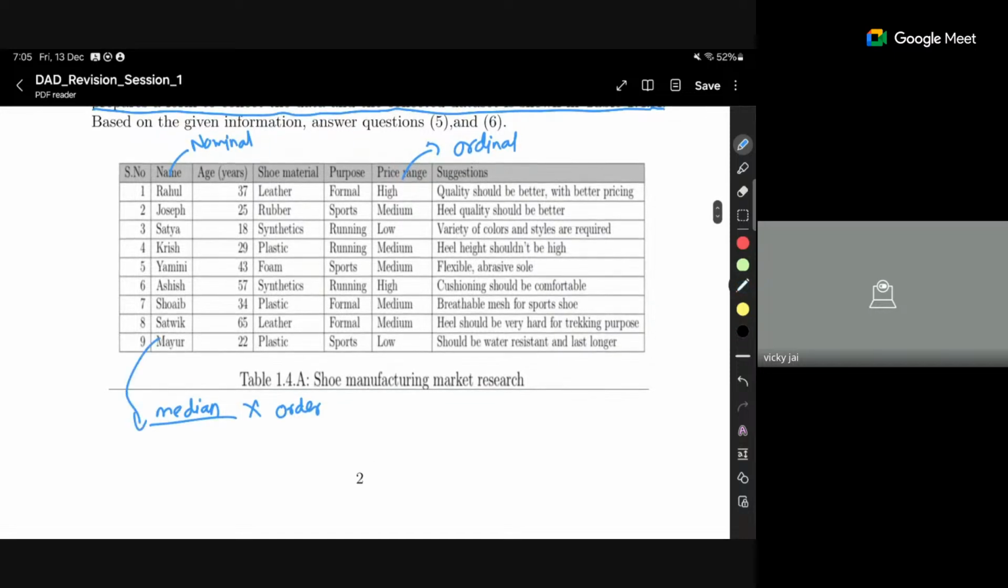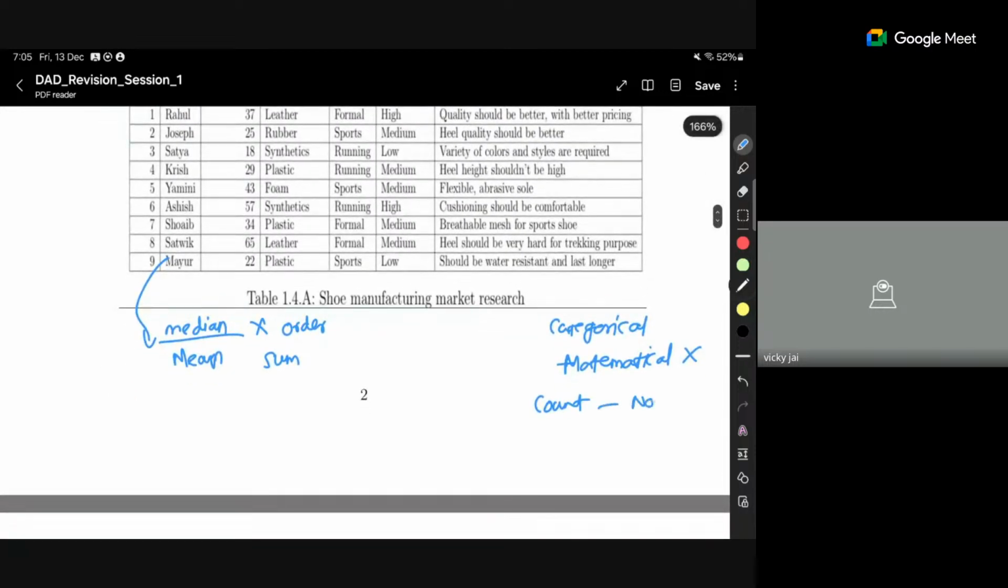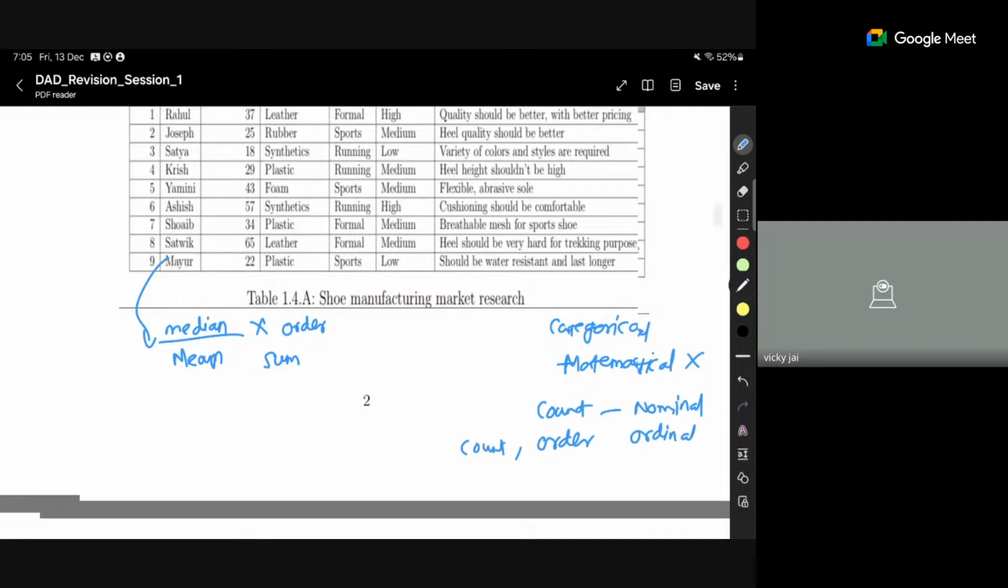Now, can I find the mean? Mean is summation of the values. Because they are not values, I can't sum them, so summation is not possible. For categorical data, I can't do mathematical operations. What I can do is only counting in the case of nominal. In ordinal, I can count them and I can order them. So this is what ordinal data is.